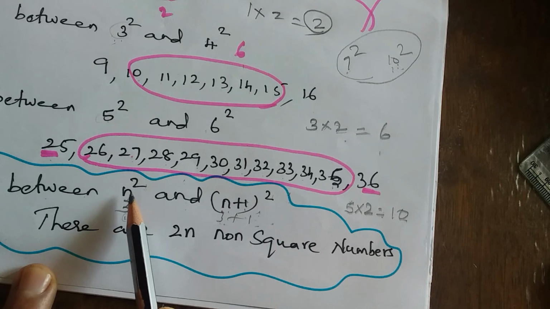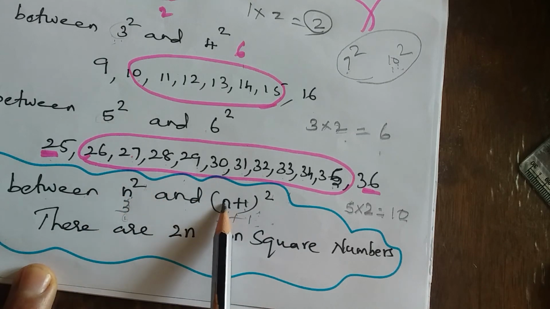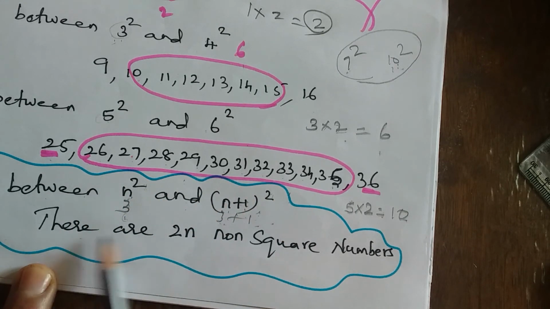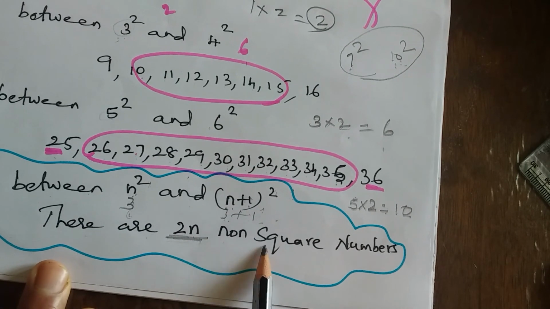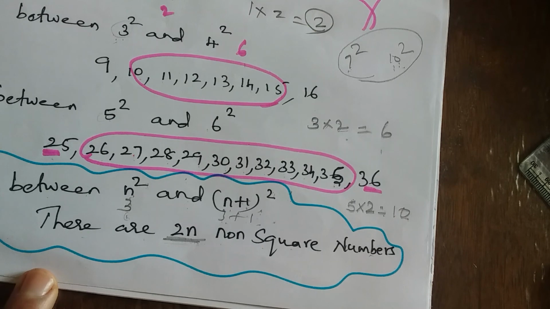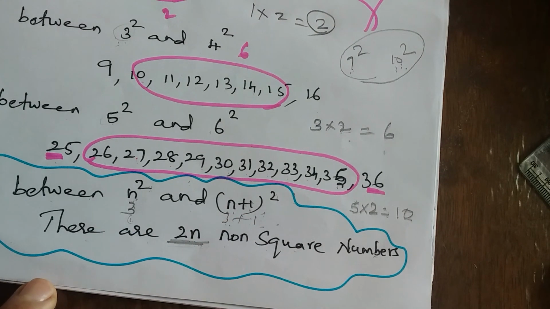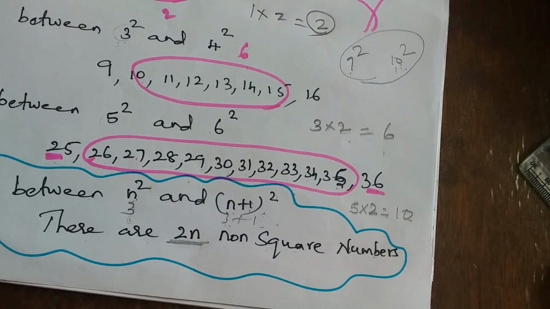In general, between n square and the next number n plus 1, the whole square, how many non-square numbers are there? There are 2n non-square numbers between two consecutive squares. Okay, is that clear?